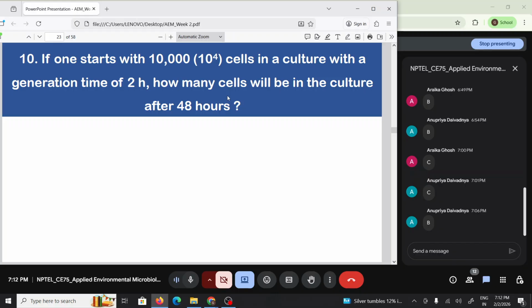So you're going to start with 10 to the power 4 cells, and the generation time of those cells is going to be 2 hours. At the end of 48 hours, how many cells will be there in the system?